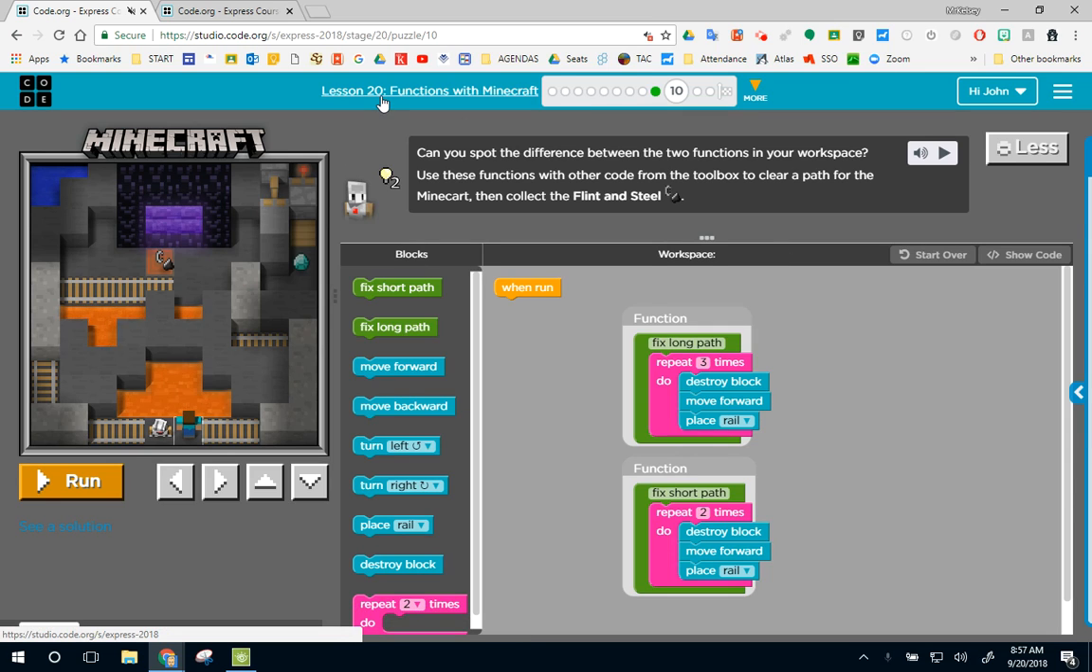So when you get into lesson 20, it starts talking about these things called functions. And functions really are just a way for you to simplify your program. Without your functions, you can still run these programs. So I jumped here into lesson number 9 that I already did. So lesson 20, puzzle 9.